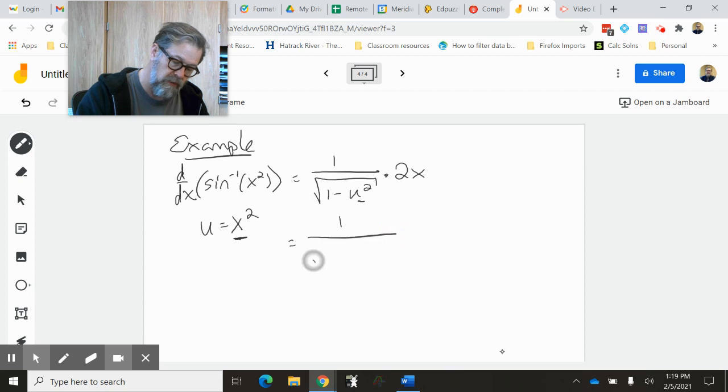This becomes 1 over the square root of 1 minus x squared squared, which is x to the 4th, times 2x.